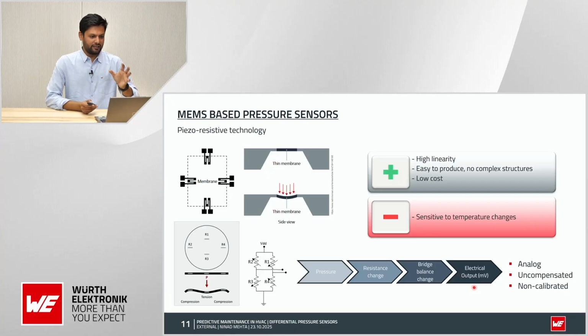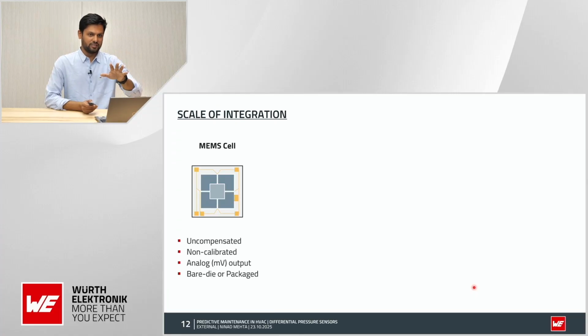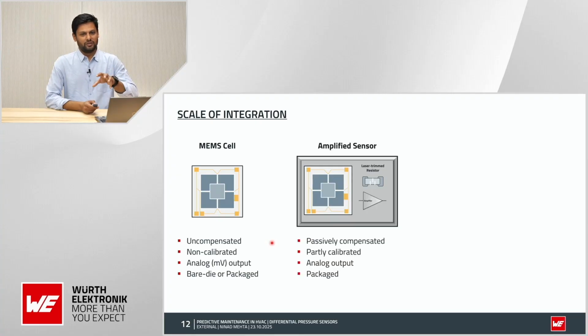When we look at these kinds of sensors, what different kinds are available in the market? This is a very interesting topic, where you have different packaging or different types of sensors available within the piezoresistive type. The very basic one is the MEMS cell, which is only the Wheatstone bridge. As we saw in the last slide, it is uncompensated, not calibrated, with an analog millivolt output. This is like a bare die silicon package. Then you have one more level added, where next to the MEMS die you have some laser trimming resistors and some amplifiers, so that you can connect it to your microcontroller or host controller.